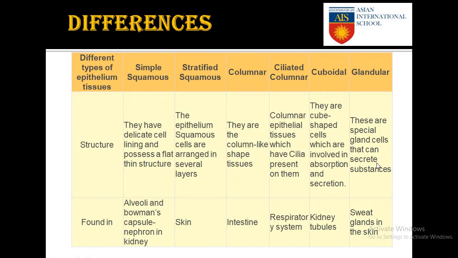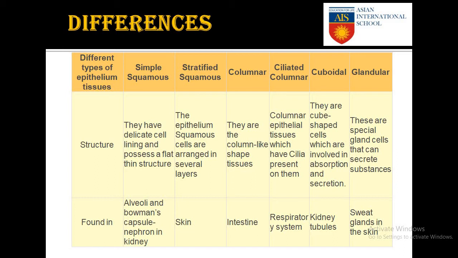Then glandular epithelium, they are glands that can secrete substances. Now, where is simple squamous epithelium present? In alveoli, in Bowman's capsule of nephron, in the kidney. Stratified squamous epithelium is present in the skin, the entire skin. Columnar is in the intestine, as it helps in absorption. It is a column-like cell. You can imagine the finger-like structure, villi.